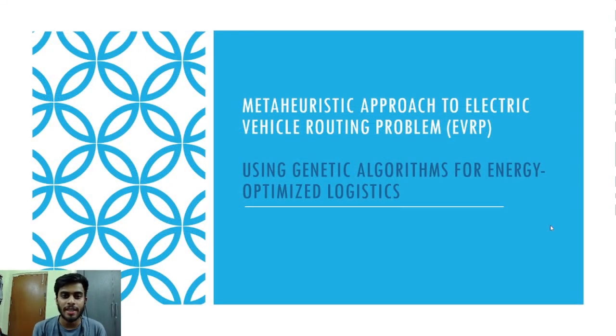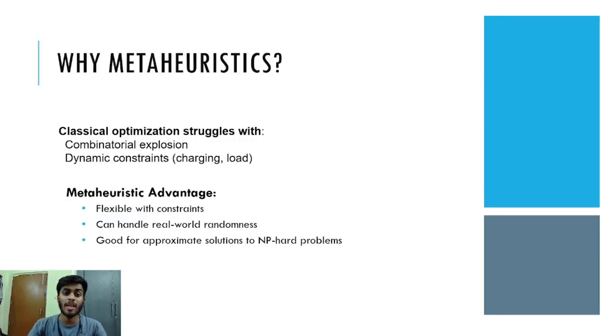Hello everyone. Today I'm presenting a meta-heuristic approach to the electric vehicle routing problem using a genetic algorithm for energy optimized logistics. Why did I choose meta-heuristic? Because classical optimization struggles with combinatorial explosion. What it means is, in a problem like EVRP, the number of possible route combinations increases exponentially with the number of vehicles, customers, and constraints. Classical algorithms like linear programming and branch and bound become infeasible for large instances due to the massive search space, making it computationally expensive to find optimal solutions.